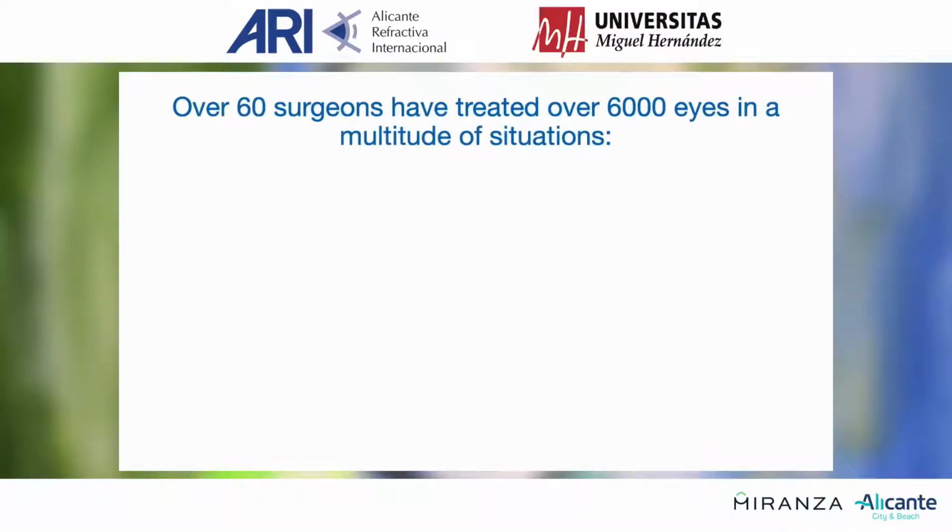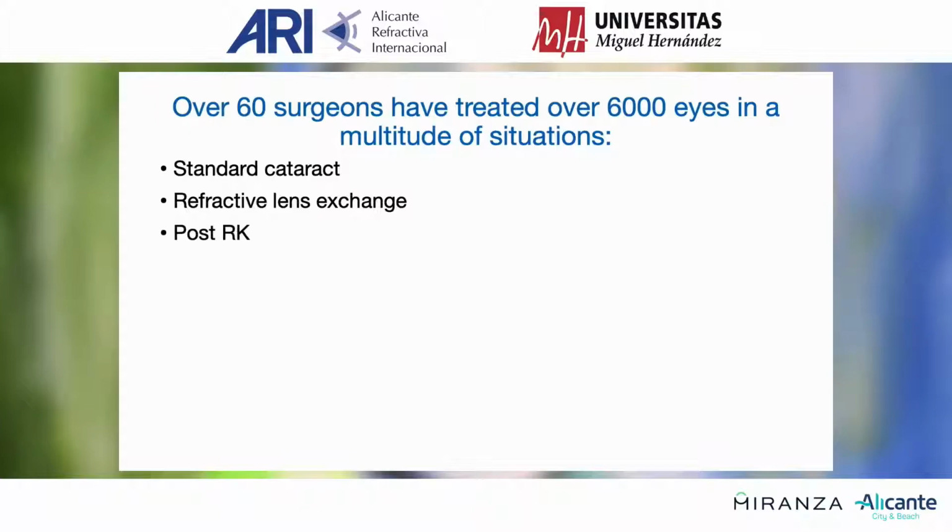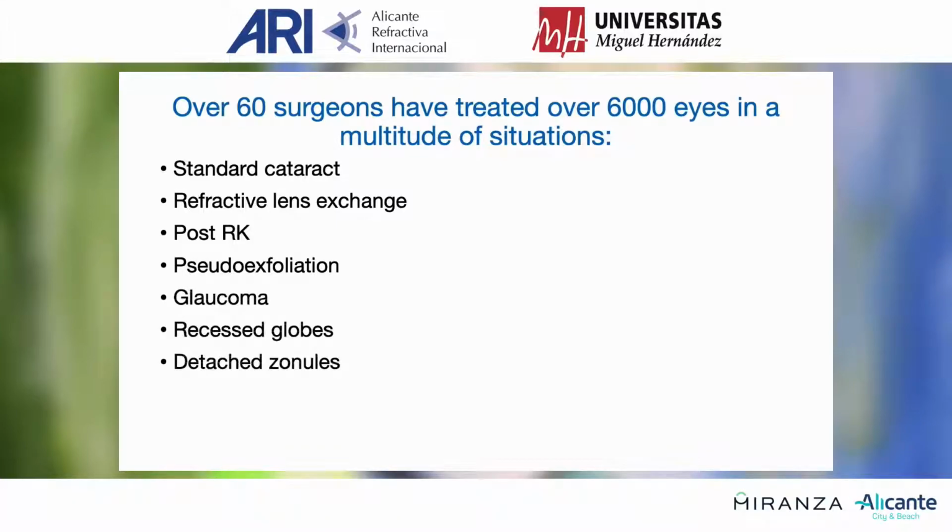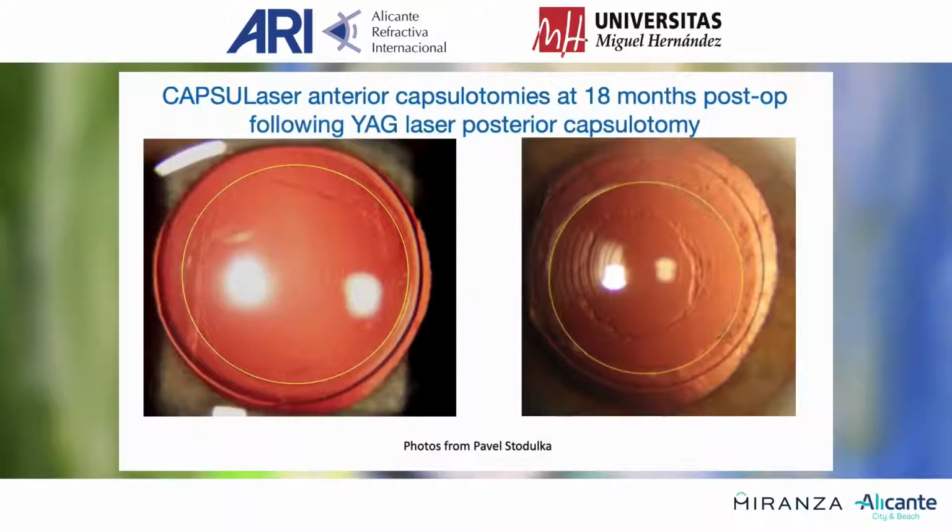Over 60 surgeons in many countries have now treated over 6,000 eyes in a multitude of situations. We've seen standard cataract. It's also been done on refractive lens exchange, post-RK eyes, pseudoexfoliation, glaucoma, recessed globes, detached zonules, small pupils, and as we've seen, intumescent cataracts. And here we can see two typical eyes at 18 months post-operatively. Although a YAG laser posterior capsulotomy has been required, the anterior capsule has remained very similar to how it was when it was created at the time of cataract surgery, with good circularity and minimal contraction.